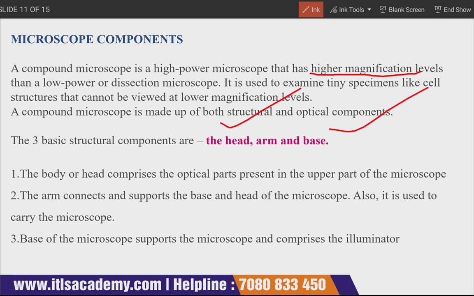First, we are going to talk about the structural components, meaning how the structure looks. The three basic structural components are head, arm and base. The body or head comprises the optical parts present in the upper part of the microscope. So the upper part is known as the head of the microscope. Then comes the arm that connects the head and the base.